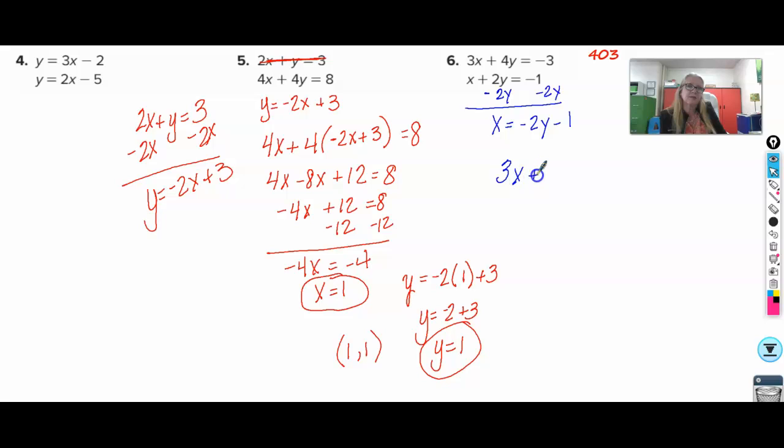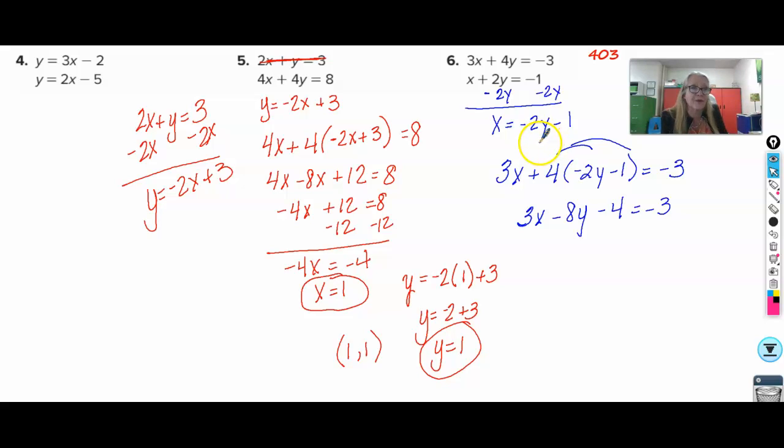So I have 3x plus 4 times negative 2y minus 1 equals negative 3. We're going to substitute to get rid of the parentheses. 3x, 4 times negative 2y is negative 8y. And 4 times negative 1 is negative 4. Uh-oh, I did something wrong. I substituted that for y, right? No, I substituted for y. Oh no, screw up. Okay, I hope you're doing this in pencil.